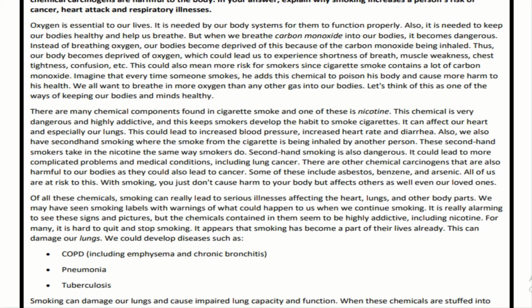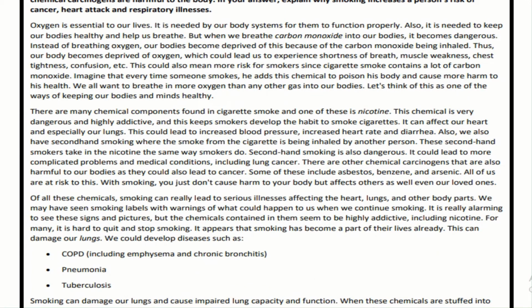Also, we have second-hand smoking, where the smoke from the cigarette is inhaled by another person. These second-hand smokers take in the nicotine the same way smokers do. Second-hand smoking is also dangerous. It could lead to more complicated problems and medical conditions, including lung cancer.